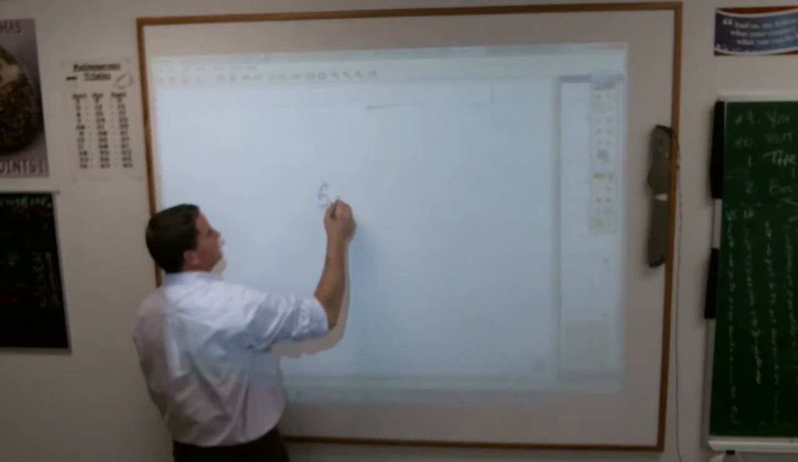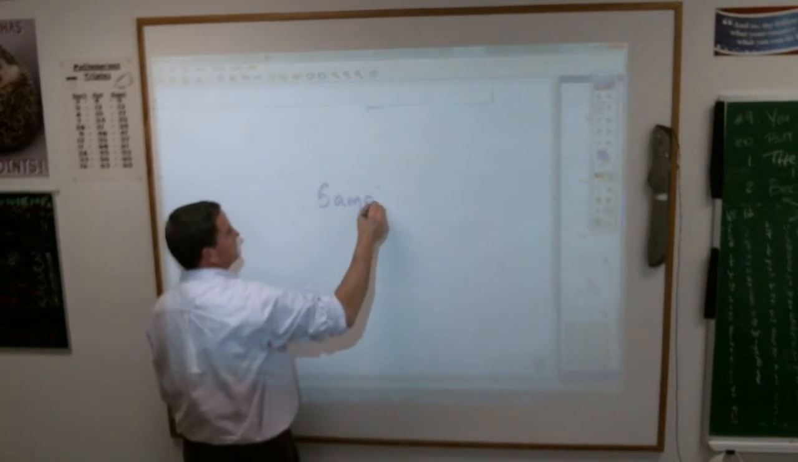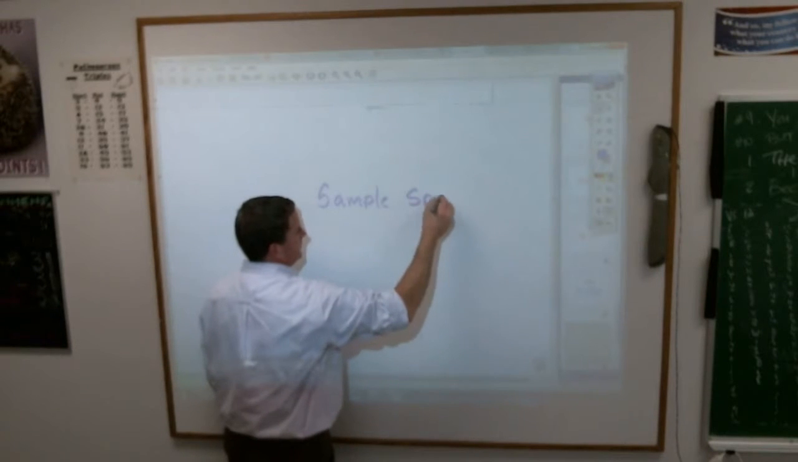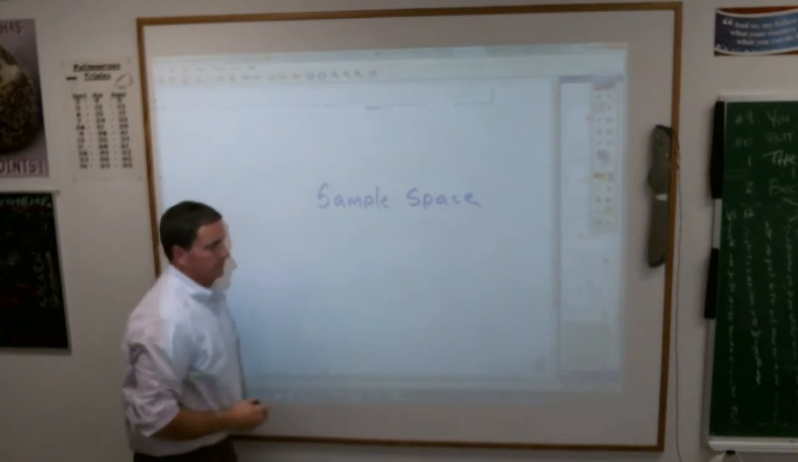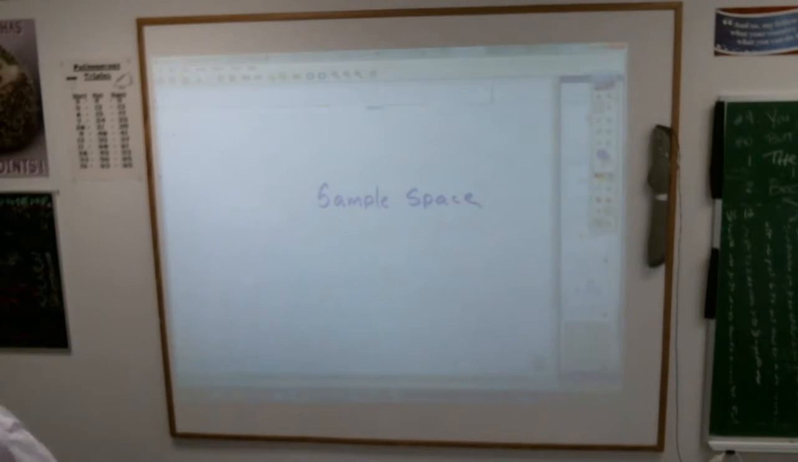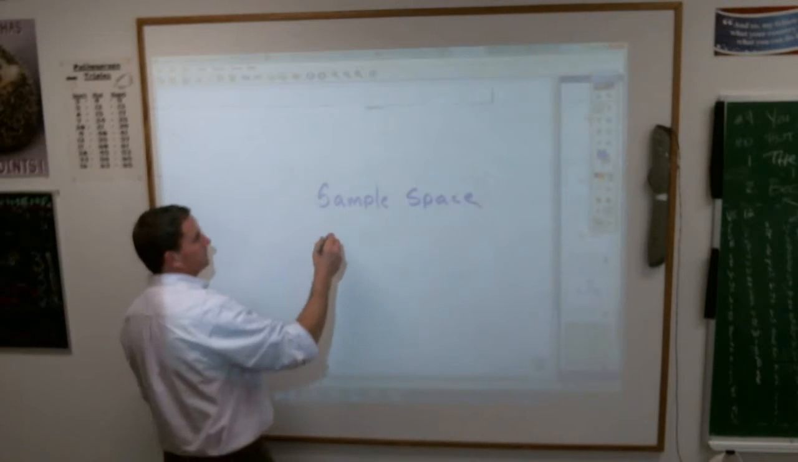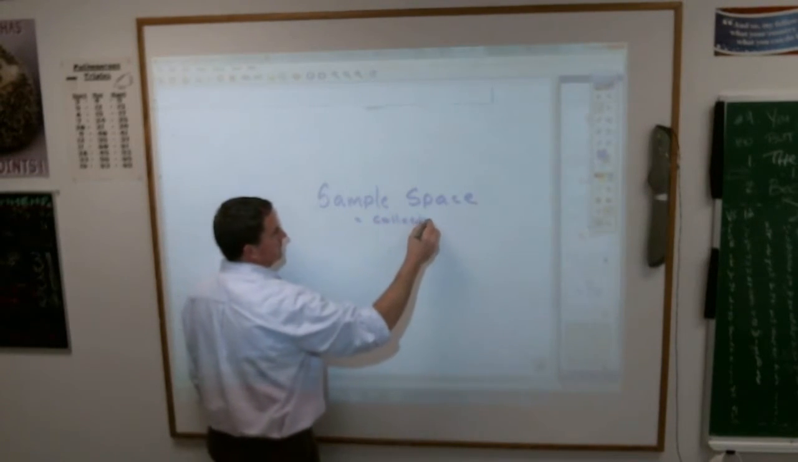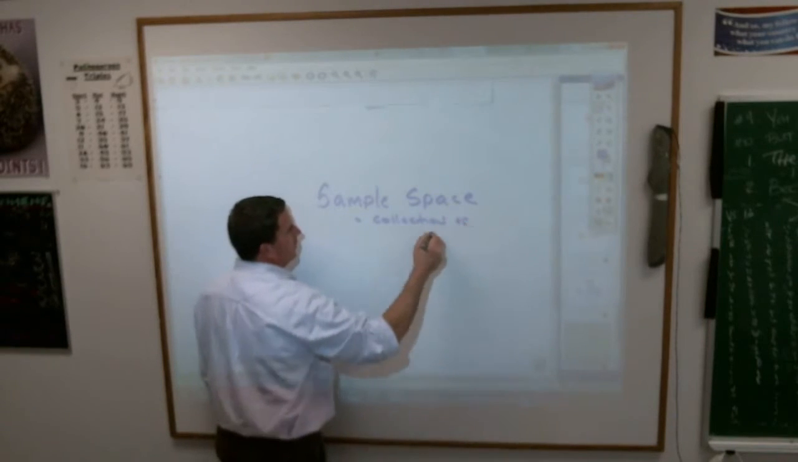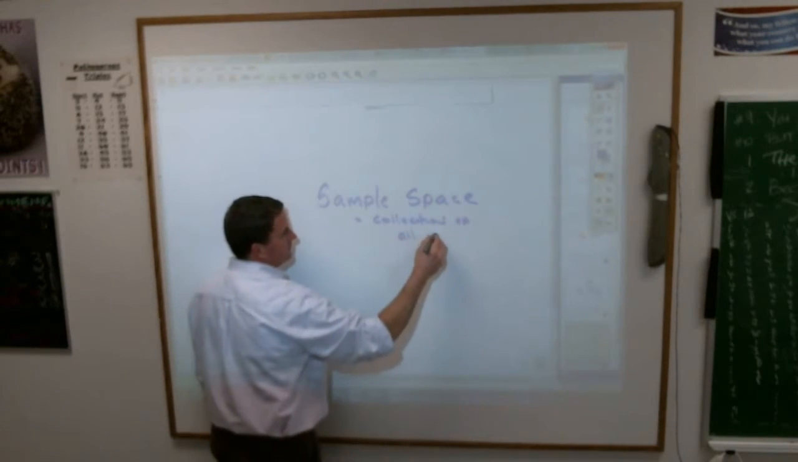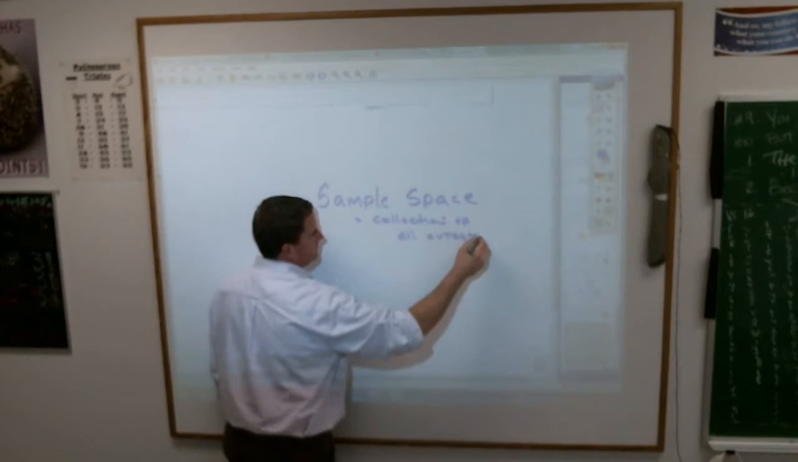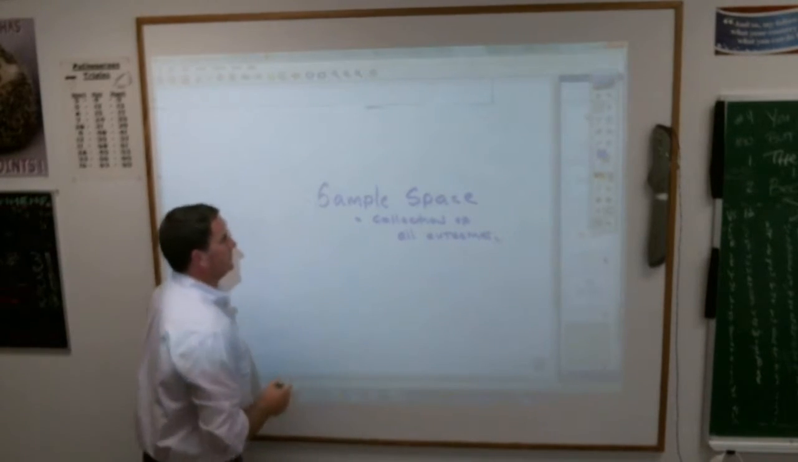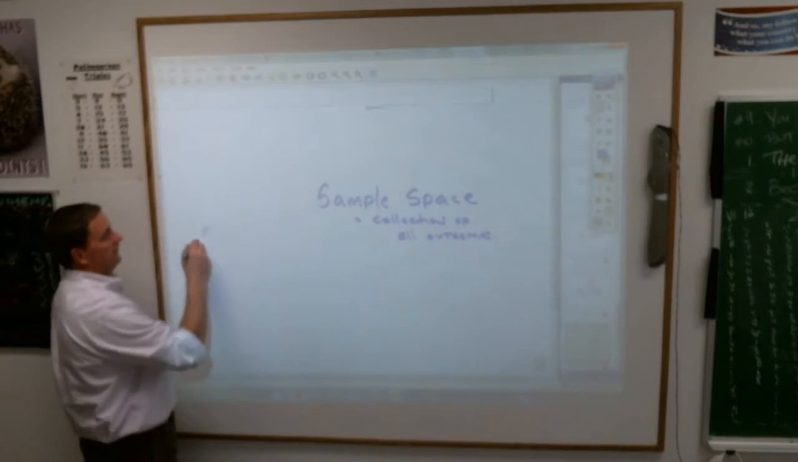Sample space. Sample space is the collection of all outcomes, which means this. Back to our friendly spinner.